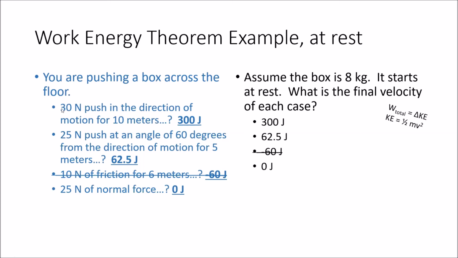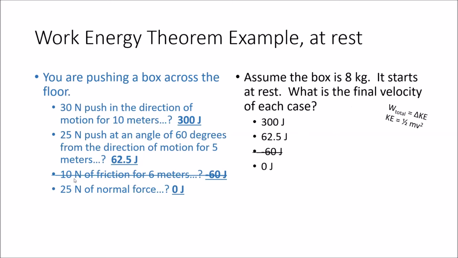So first of all, okay, we've got a 30 Newton push on an 8 kilogram box in the direction of motion. We already established that that ended up being 300 joules of work. So if you've got 300 joules of work on something, and that something is 8 kilograms and it starts at rest, you can find the final velocity of that. You can also find that if you've got 25 newtons of push at an angle of 60 degrees from the direction of motion for 5 meters. Well, that's 62.5 joules. You can use that to figure out, okay, it starts at rest, its mass is 8 kilograms, what's its final velocity?